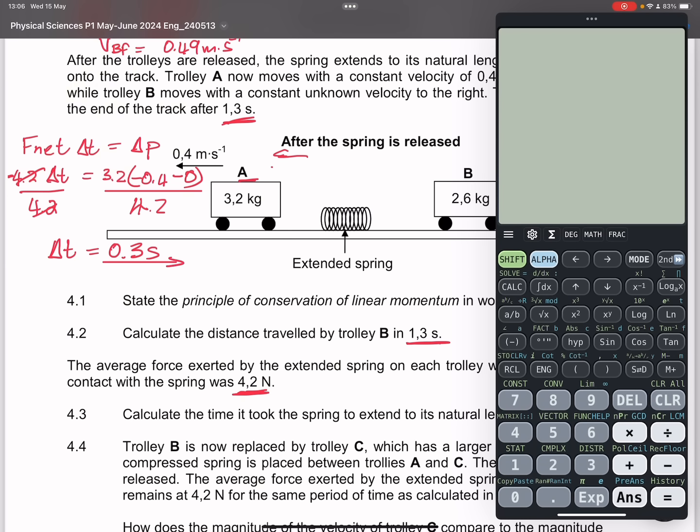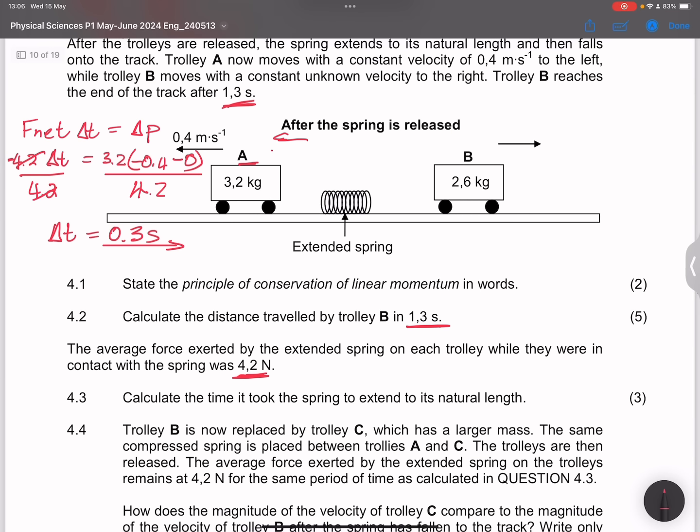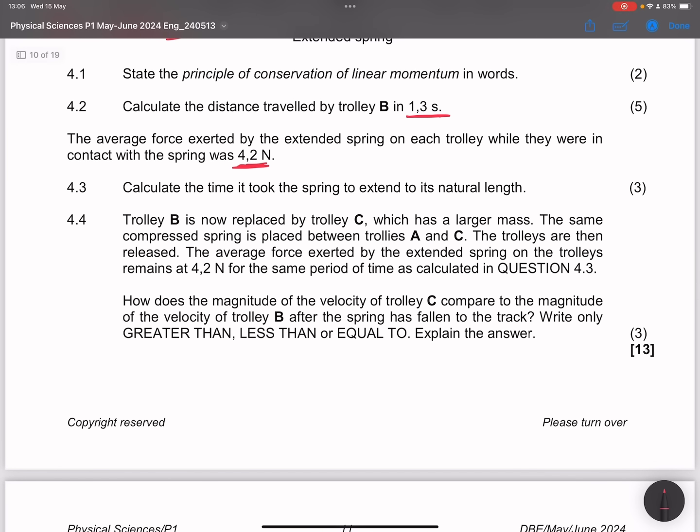I hope that's clear. Nothing wrong if you decided to take body B. You would actually get exactly the same amount of time. Okay, so let's go to the last portion.